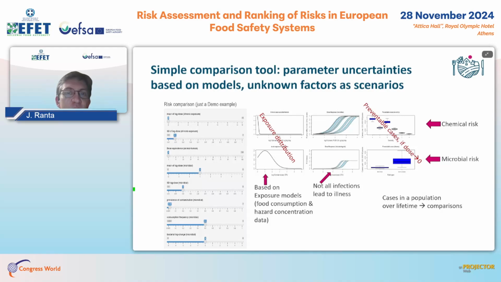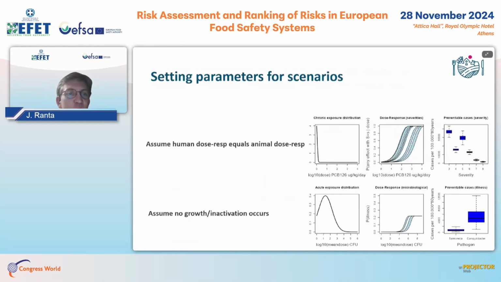Then you can play with some scenarios and expert opinions and assumptions. In the default case you could calculate it assuming that human dose response equals the animal dose response, and assuming for the microbiological side that there's no growth or inactivation from those measurements that you put in the model. Then you calculate some output: how many cases of illness you would get, and how many cases of different severities you might get in numbers per 100,000 people.